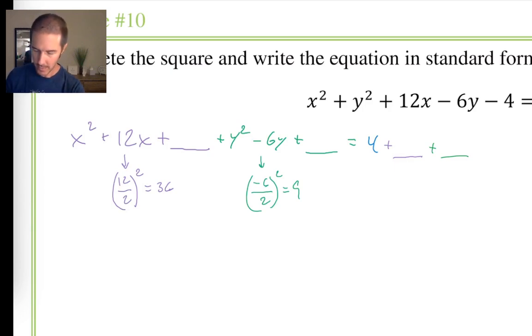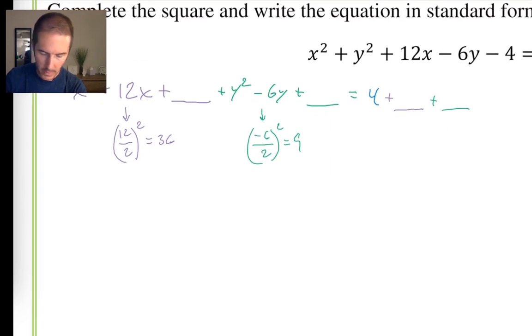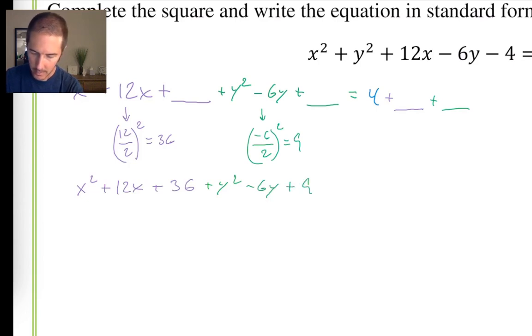All right, so now let's start adding those numbers in. So we've got x squared plus 12x plus 36 plus y squared minus 6y plus 9 equals the original 4 that we added to both sides of the equation, plus the 36 that we added to the left, so we're adding it to the right, and plus the 9 that we added to the left-hand side. Great.